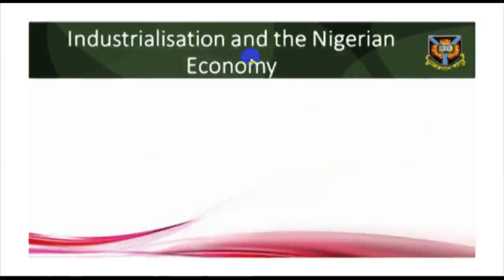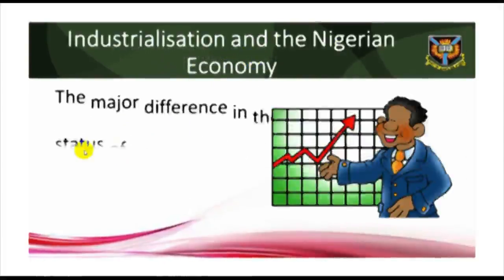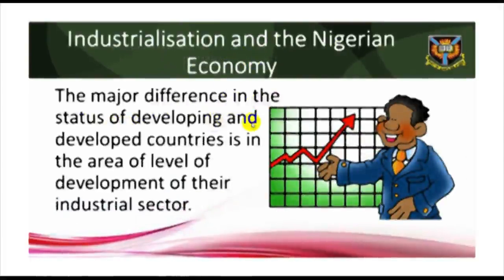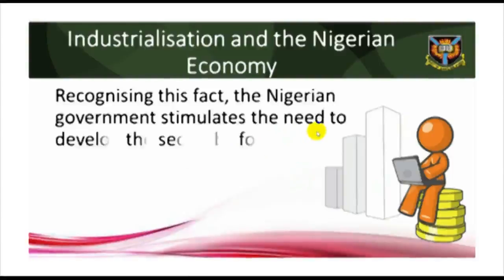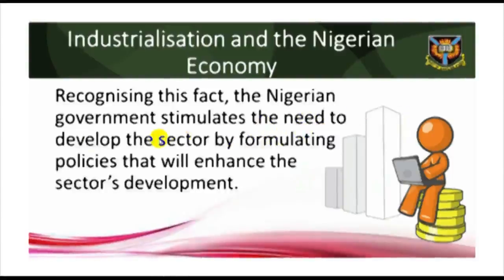Industrialization and the Nigerian economy. The major difference in the status of developed and developing countries is in the area of the level of development of their industrial sectors. Recognizing this fact, the Nigerian government stimulates the need to develop the sector by formulating policies that will enhance the sector's development.